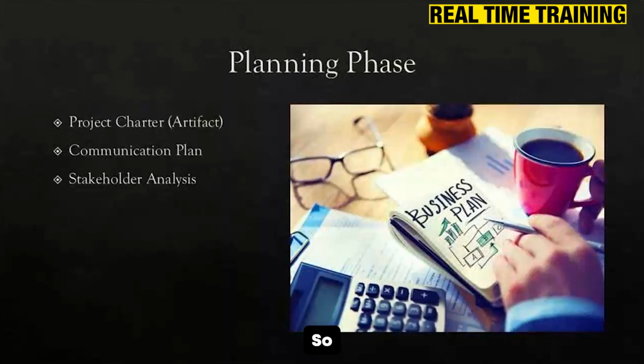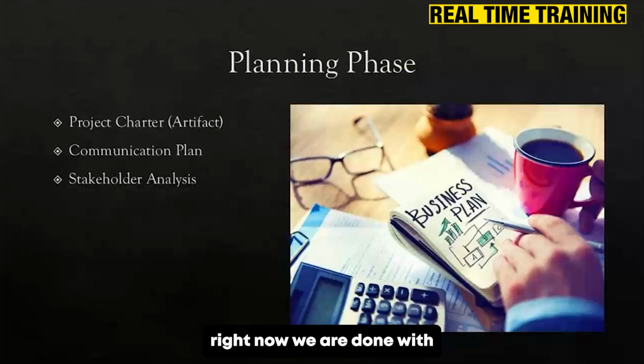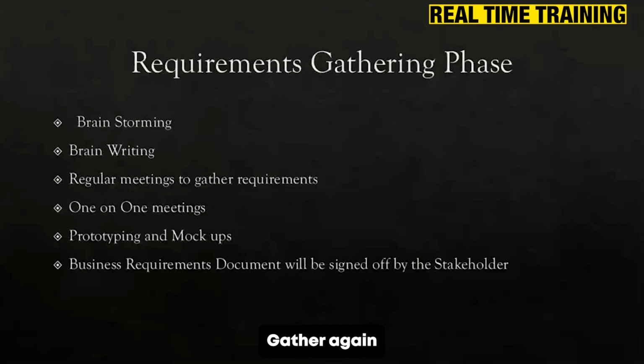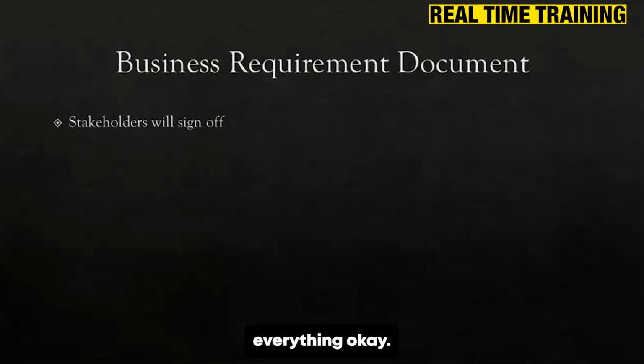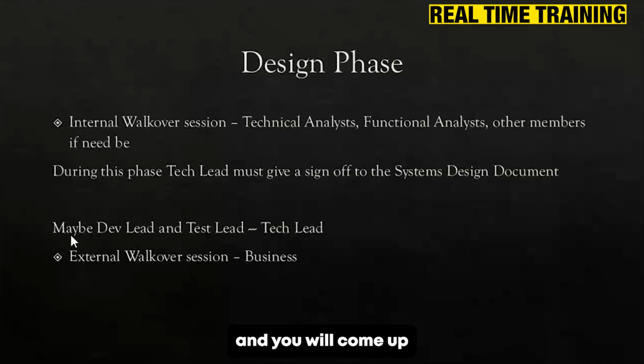Okay, so right now we are done with requirements gathering and the business requirement document. We discussed everything. So once you come up with the business requirement document, you will send it out to the business for review. If there are any mistakes, they'll rectify and change them and send it back to you. You will resolve those rectifications and send it back. They'll approve it. And then you'll go into the design phase and come up with the system design document, which we discussed right now.